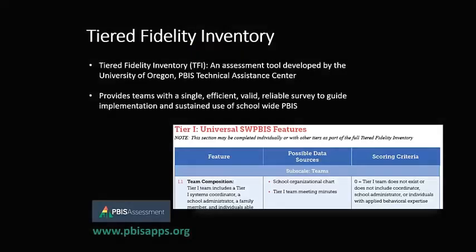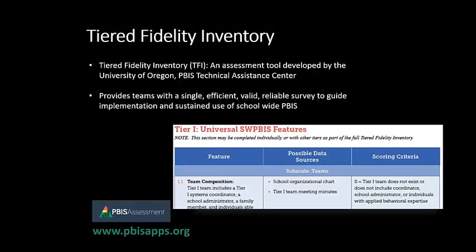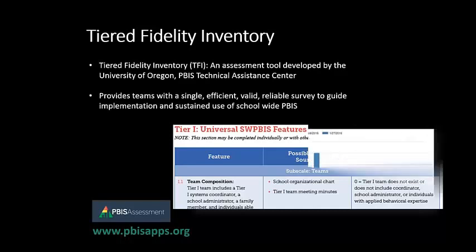So back to our TFI. Fast, efficient, all in one spot. It's broken down: there's a feature, there'll be data sources, and then scoring criteria. And these data all go into PBIS Assessments, and you'll see in a second it's going to produce graphs that are essentially identical to the DCA graphs that Mike was showing, and they're housed on a similar platform.